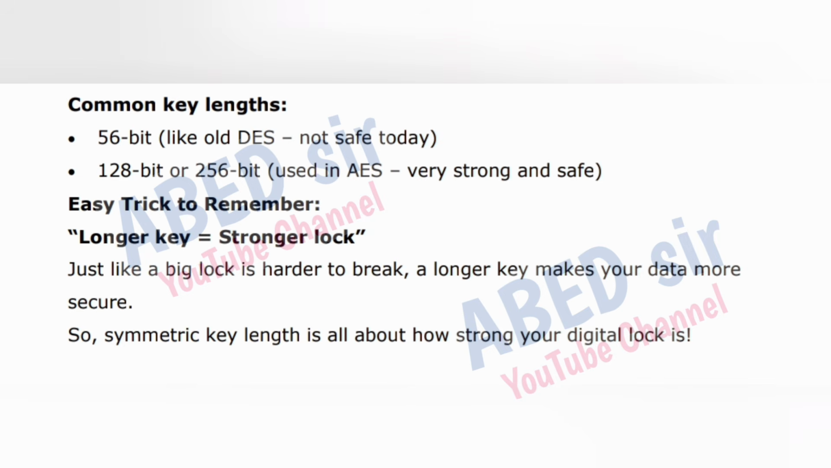Common key lengths: 56-bit, like old DES, not safe today. 128-bit or 256-bit, used in AES, very strong and safe. Easy trick to remember: longer key equals stronger lock. Just like a big lock is harder to break, a longer key makes your data more secure. So, symmetric key length is all about how strong your digital lock is.